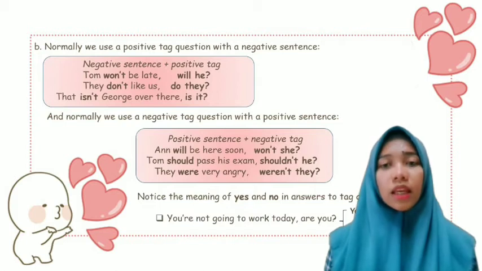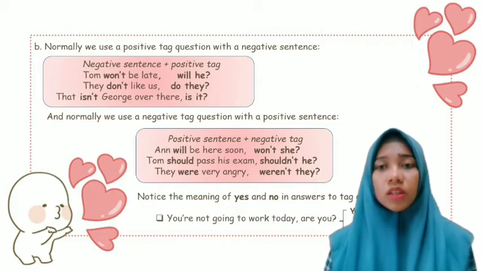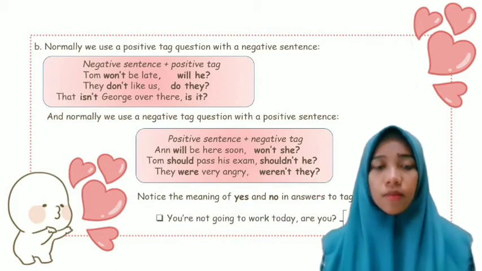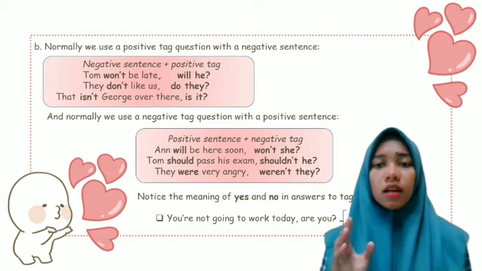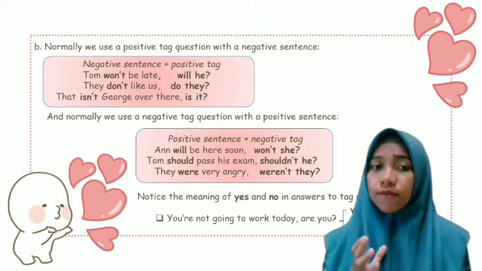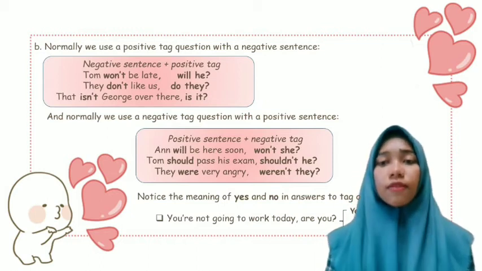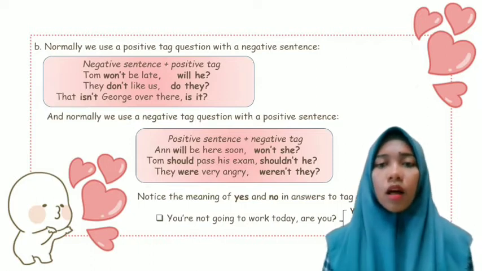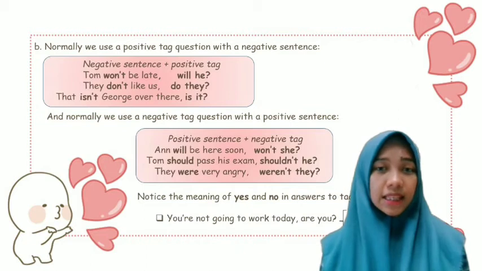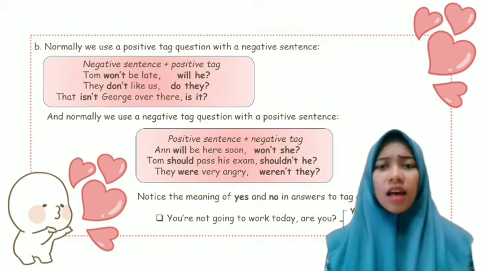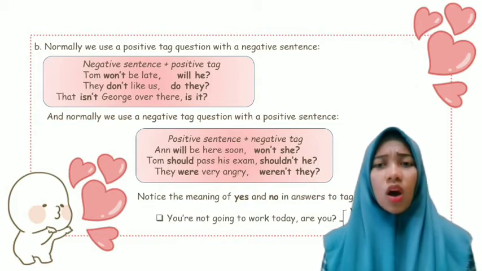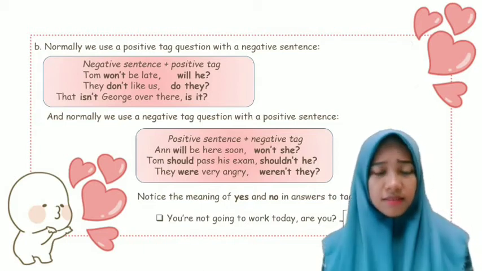B. Normally, we use a positive tag question with a negative sentence. It means the formula is negative sentence plus positive tag. The example, Tom won't be late, will he? They don't like us, do they? That isn't yours over there, is it?